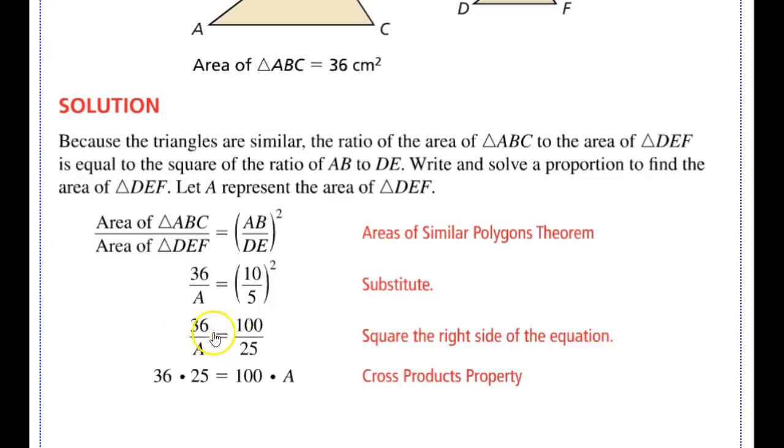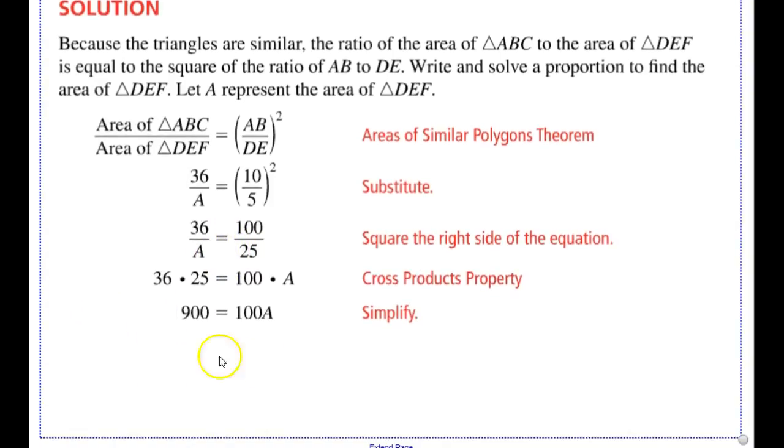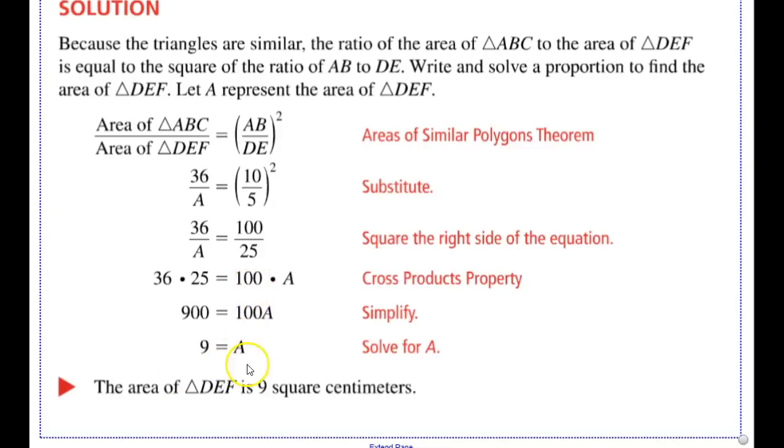So now I cross multiply since I have an equal sign and two fractions. So I end up with 36 times 25 equals 100A. Then I can simplify, and I see I'm multiplying, so I go ahead and divide and solve for A. So the area of my triangle DEF is 9 square centimeters.